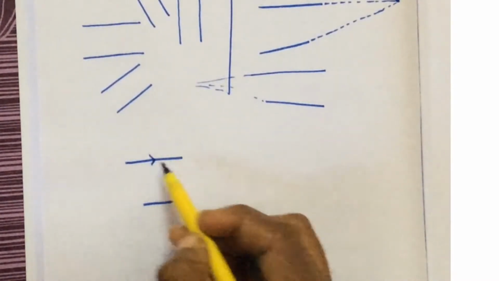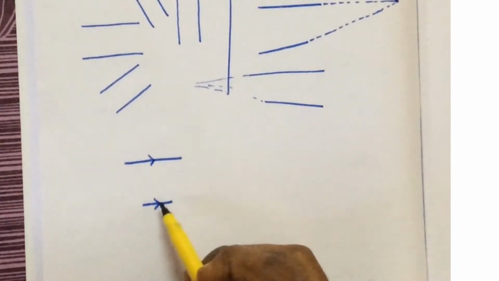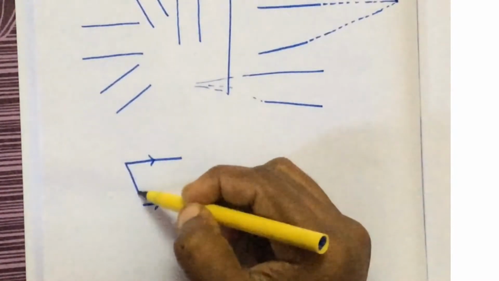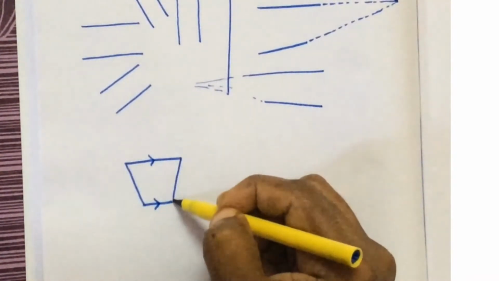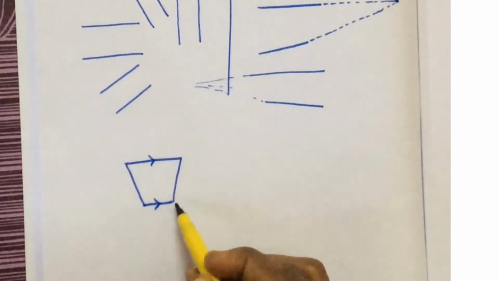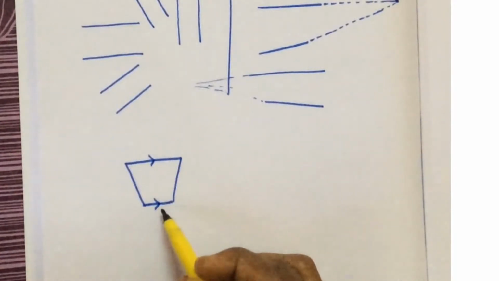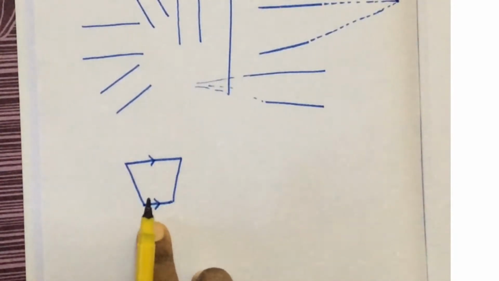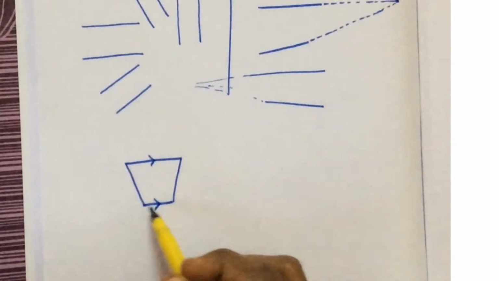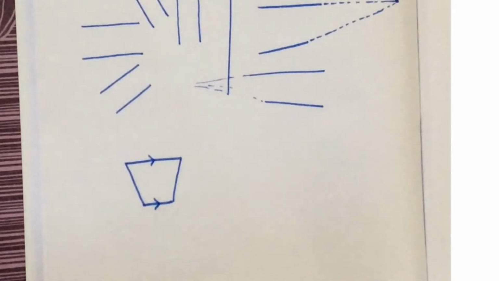Parallel is denoted by using this symbol. If I draw an arrow mark like this, it means these two lines are parallel. Now I am joining this. These two lines are not parallel because if you extend them, they will meet at some point. Only these two lines are parallel. This is an example of a trapezium. Out of the four sides, there should be only one pair of parallel sides.